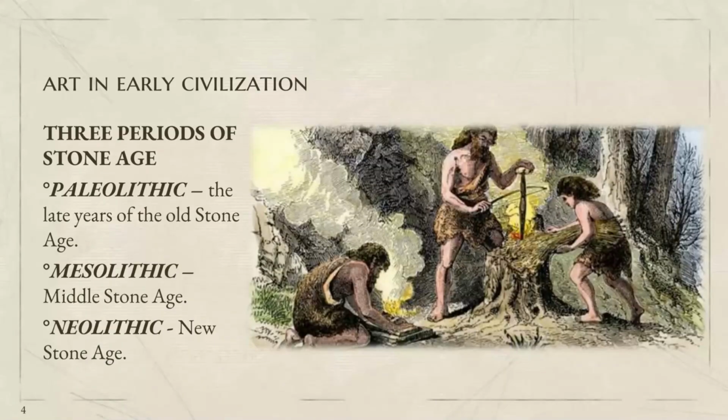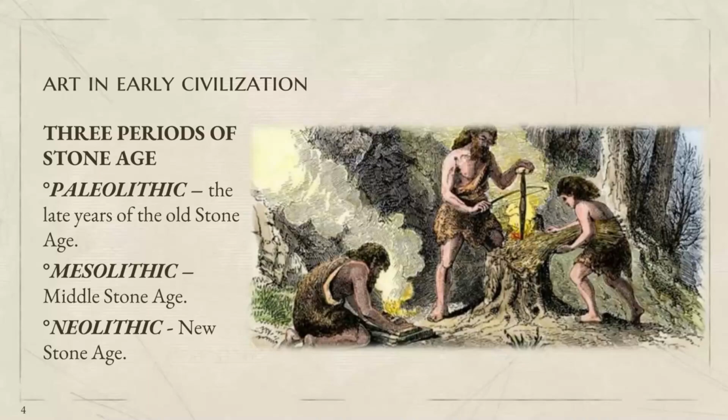Art in early civilization. There are three periods of Stone Age. The first one is Paleolithic period, was probably the time when humans first discovered and used fire.